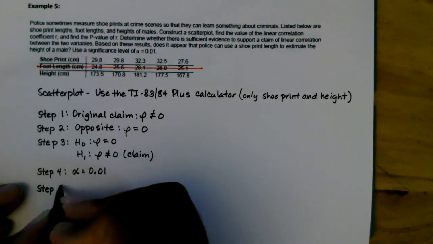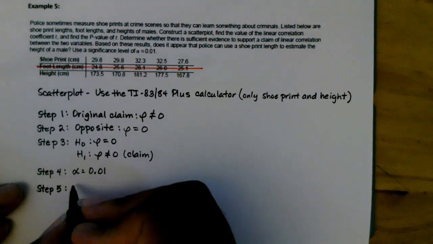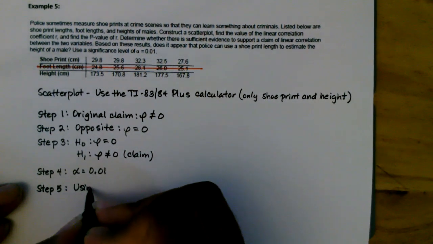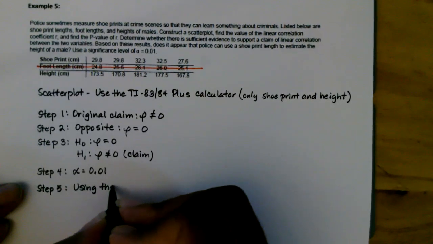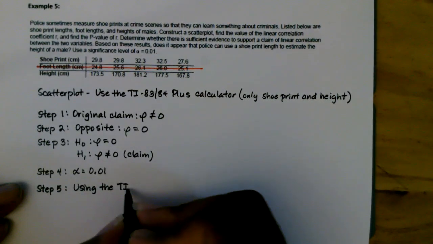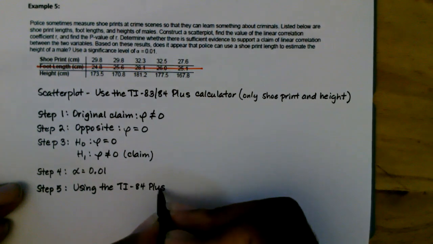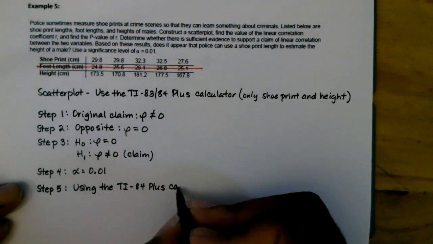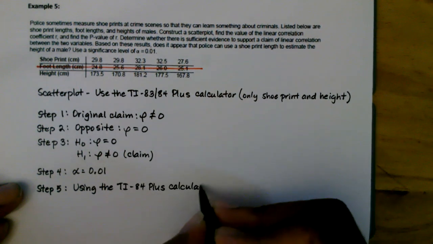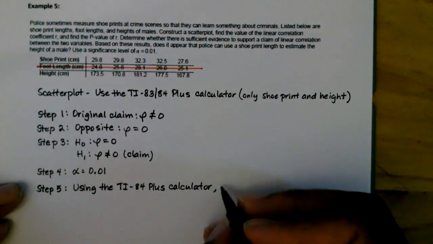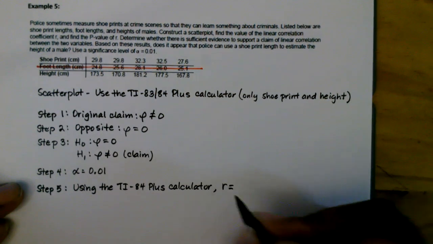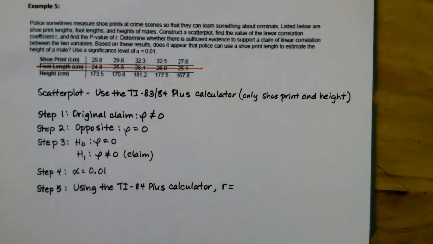And now step number 5, that's where we use the TI-84 Plus calculator, which is what I'm using. You might use the TI-83. To get your linear correlation coefficient, which is R.